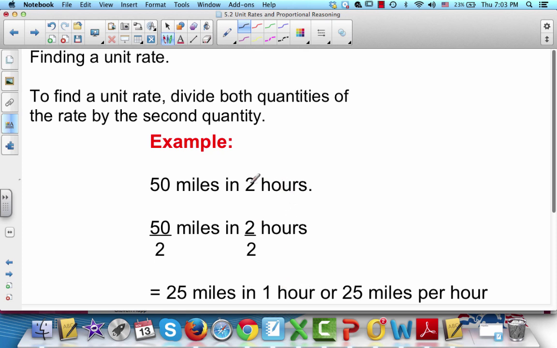See, the reason we divide it by 2 is because 2 divided by 2, any number divided by itself, is 1. And that's what we want to get. We want to get per 1 hour, per 1 serving, per 1 gallon, per whatever. We want to get it down to 1. So you divide by that second number.